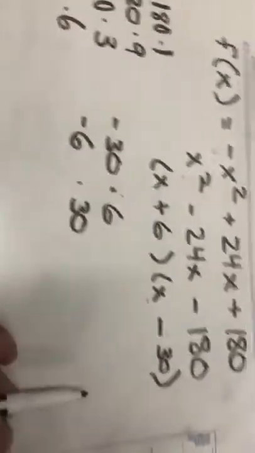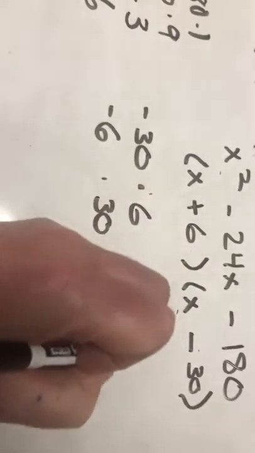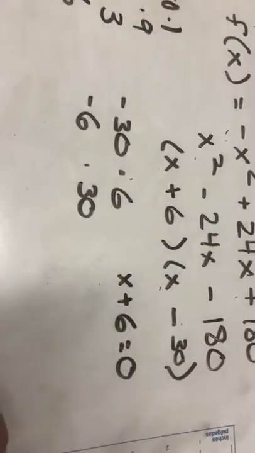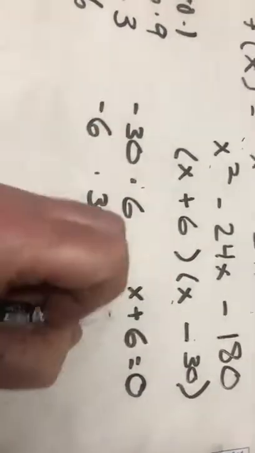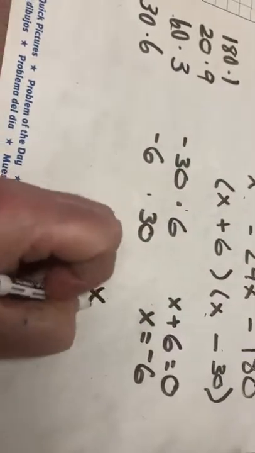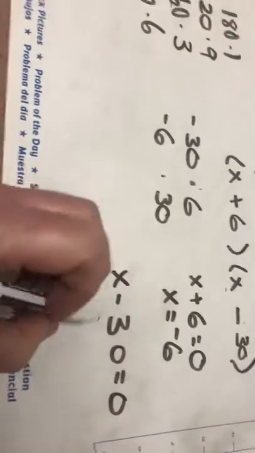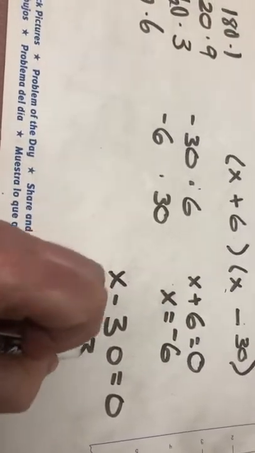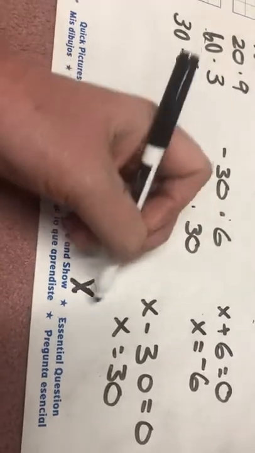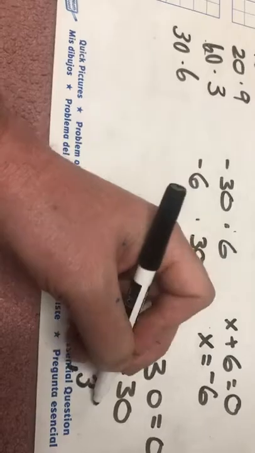But remember what the directions are. We're finding the zeros. So my first thing could be that x plus 6 equals 0. Well, if x plus 6 equals 0, x must equal negative 6. I could also have x minus 30 equaling 0. And if x minus 30 equals 0, x must equal 30. Which means that the answers that I'm looking for are x equals negative 6 and x equals 30.